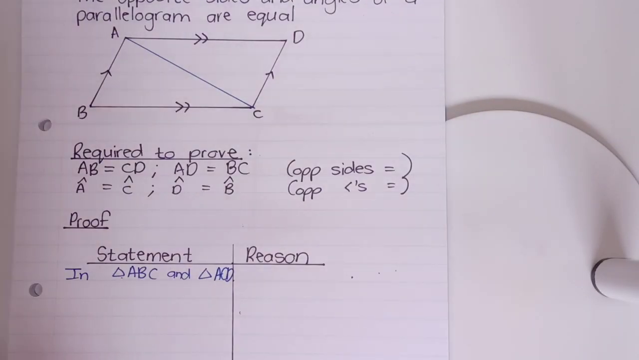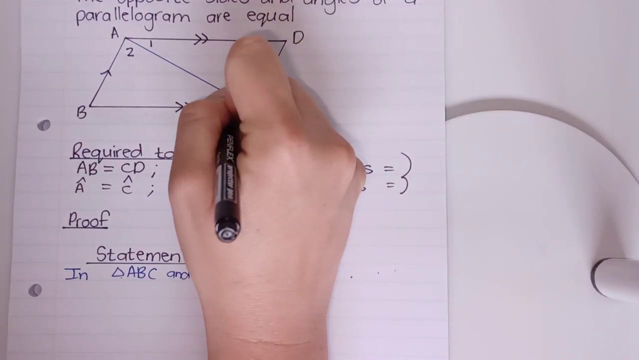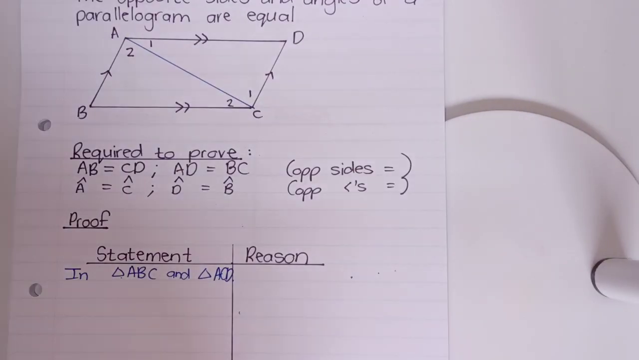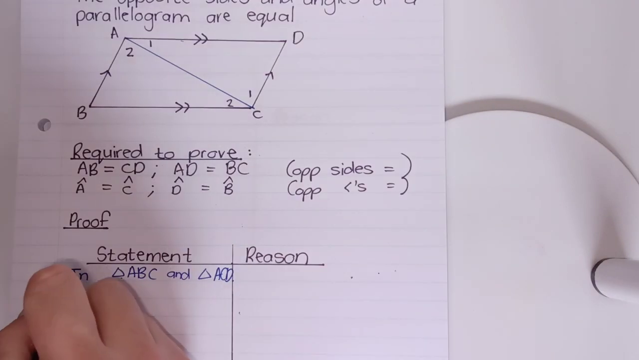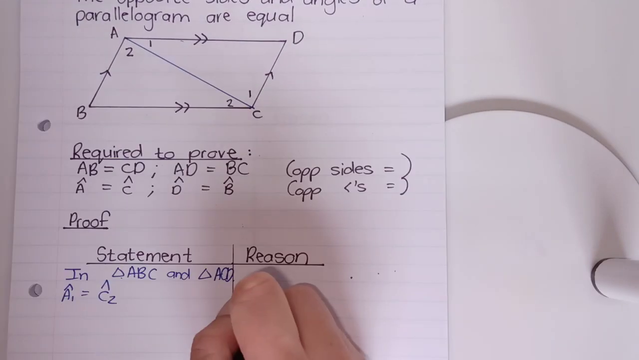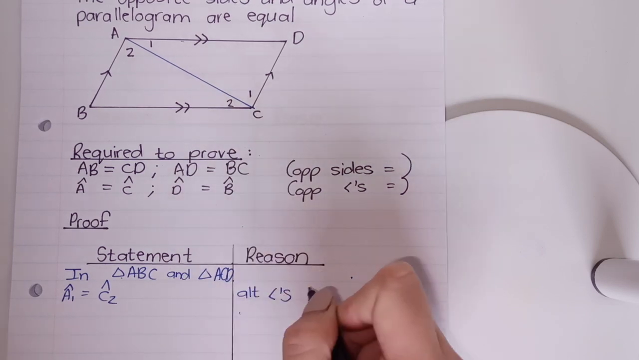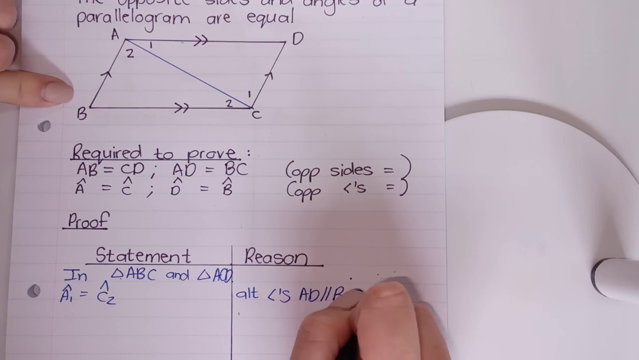What do we know? If we have to label this, like I asked you to, I didn't do it on my book yet, sorry. A1 and A2 and C1 and C2. What do we know? Because of the Z that runs like that, we know that angle A1 is equal to angle C2. Alternating angles, parallel lines that we used was AD is parallel to BC.